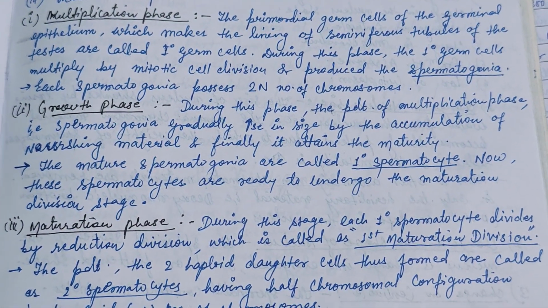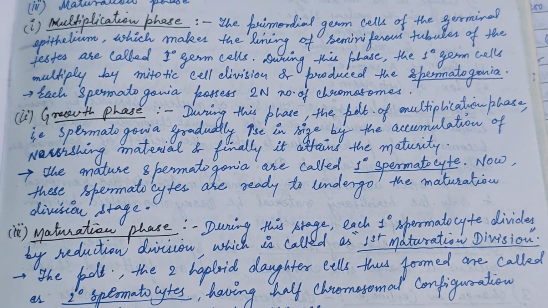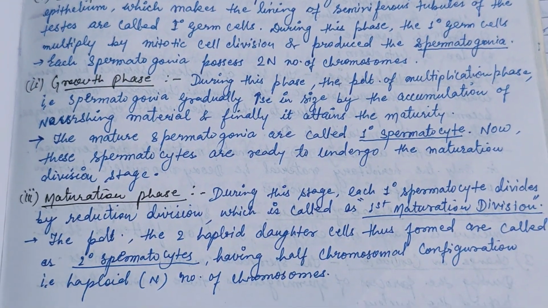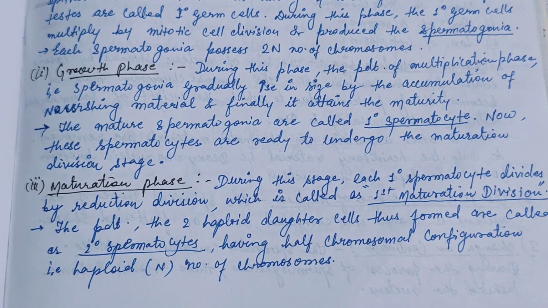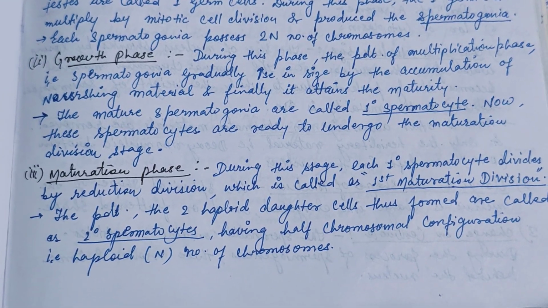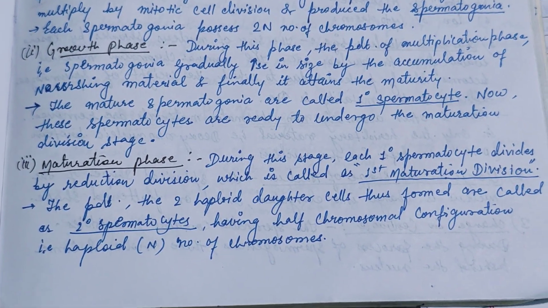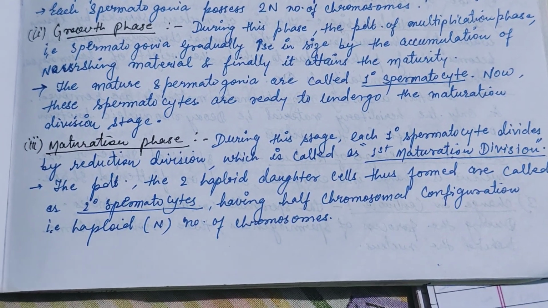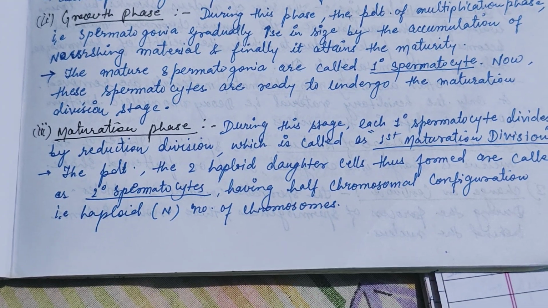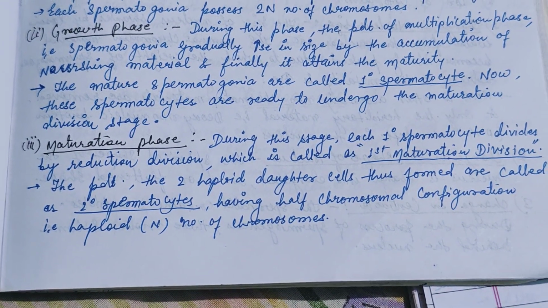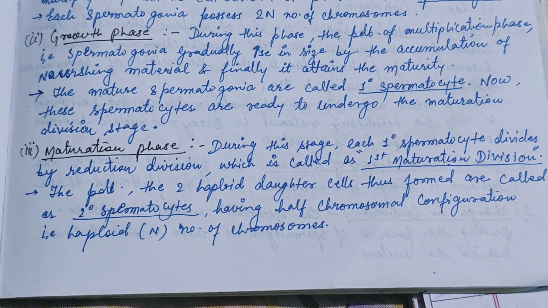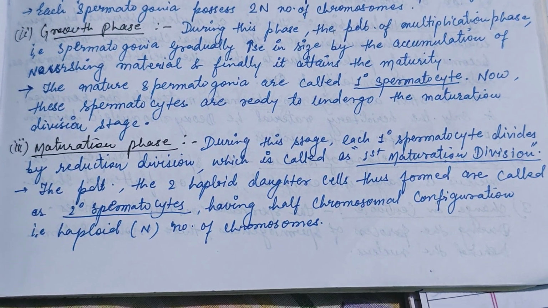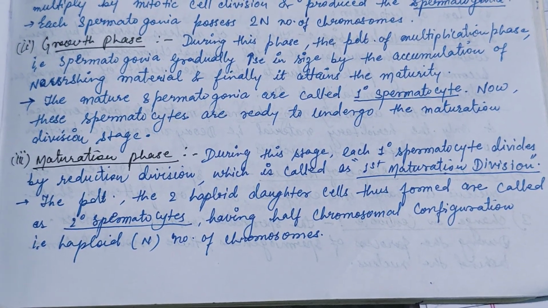In the multiplication phase, the primary germ cells multiply by mitotic division and produce the spermatogonia, and each spermatogonium possesses a diploid number of chromosomes. The growth phase is a product of the multiplication phase, and in this the cell increases in size by the accumulation of nourishing material, and finally it attains maturity. The mature spermatogonia are called the primary spermatocytes, which are also diploid in number.